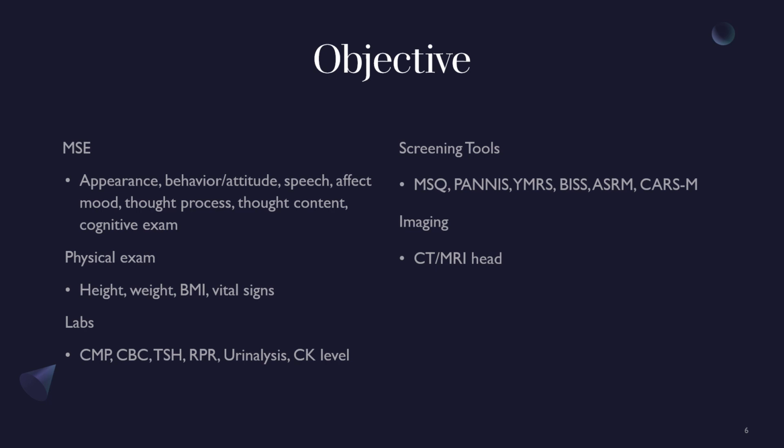Labs, we certainly want to get a CBC, a CMP, a TSH (thyroid stimulating hormone), RPR for syphilis, urinalysis, and a CK level. Screening tools, there are many, including the PHQ-9, PANSS. There are just very many of them. As far as imaging goes, oftentimes, to check for a change of mental status, a CT of the head may be ordered.